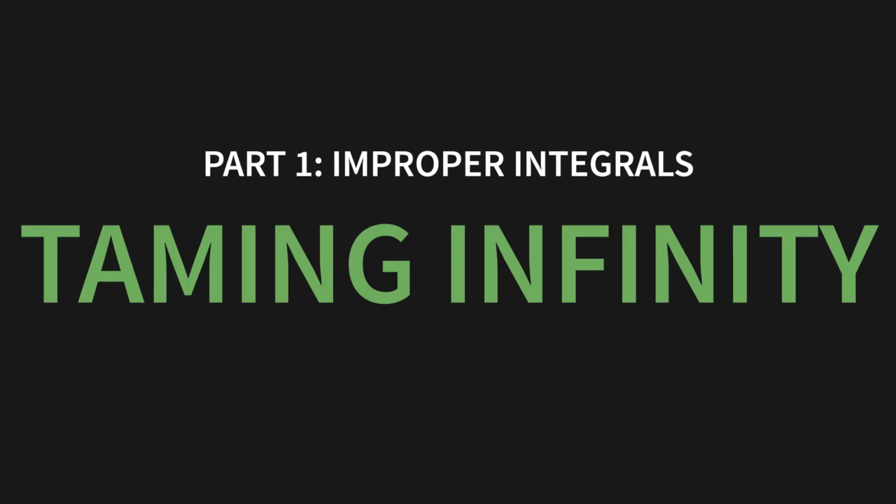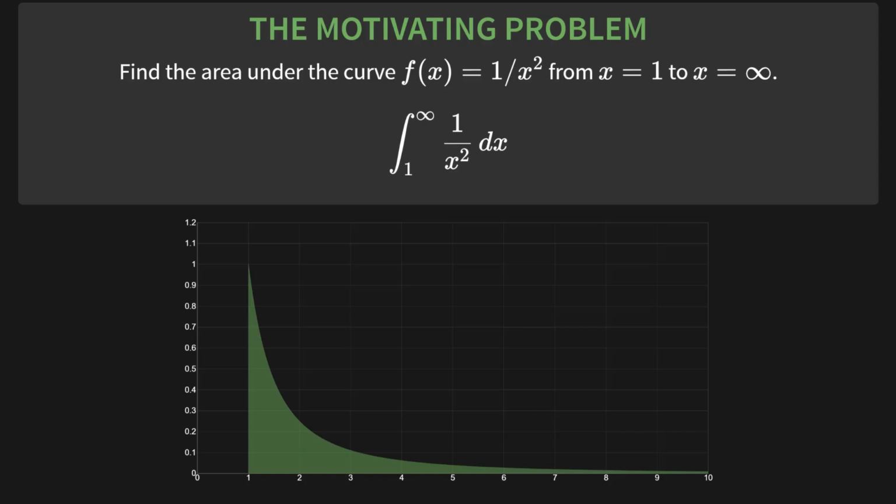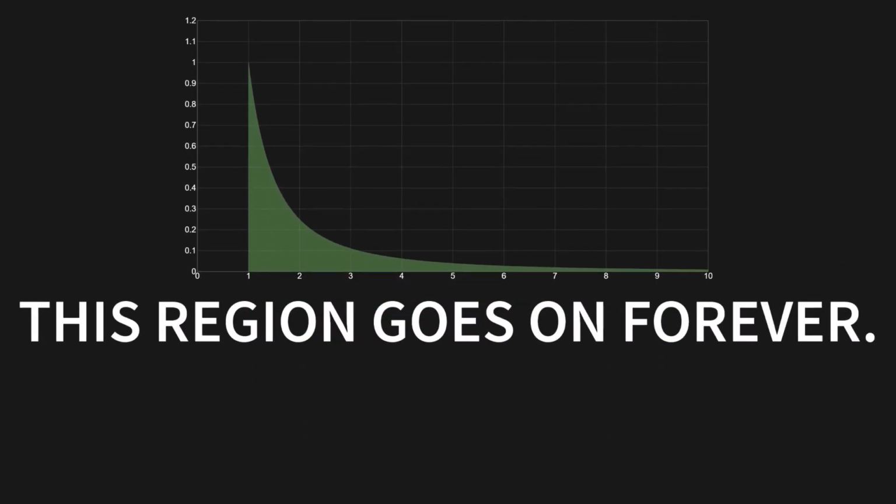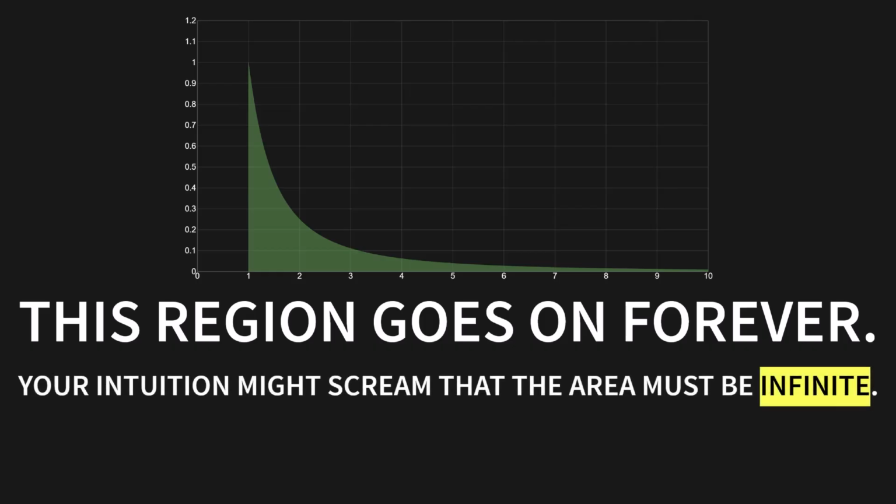Part 1, improper integrals. Here's the motivating problem. Find the area under the curve f of x equals 1 over x squared from x equals 1 to x equals infinity. The integral from 1 to infinity of 1 over x squared dx. As you can see, this region goes on forever. Your intuition might scream that the area must be, well, infinite. But let's test that idea.